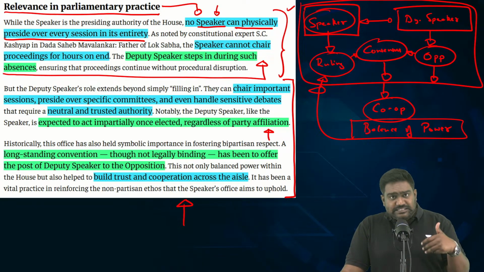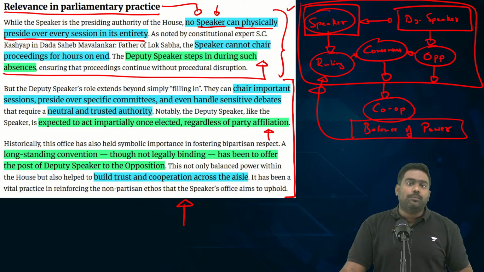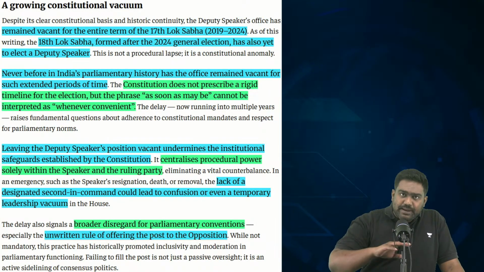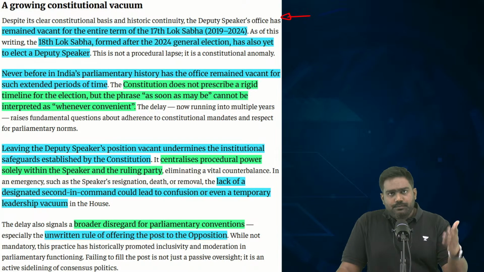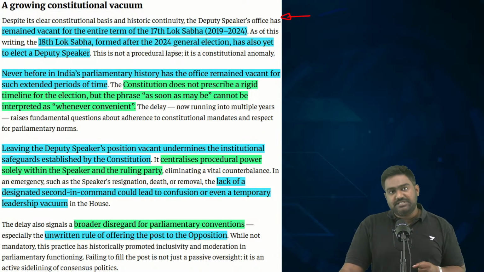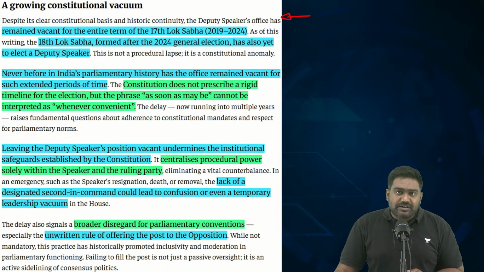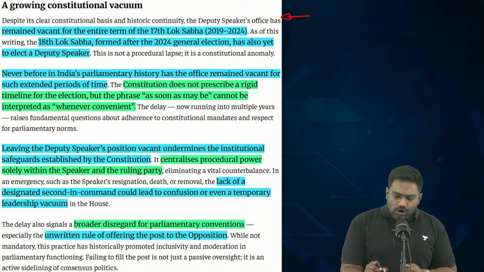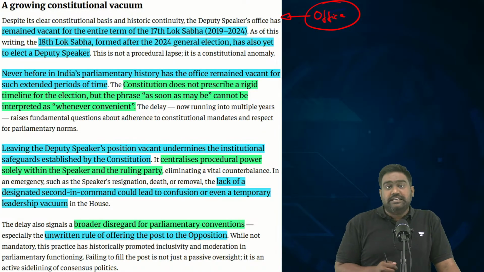It appears to the writer that there is a deliberate intent on the part of the government and the ruling party to ensure that this position doesn't go to the opposition, to ensure that the office remains vacant and in a way gives a free path for the ruling party to push its legislative agenda. That is where the concern comes up, according to the writer, that the ruling party, which has a majority, is bulldozing through the parliamentary debates and discussions. And this office has been left vacant with deliberate intent. And this undermines democracy. It undermines parliamentary democracy. This is a constitutional anomaly that the writer is pointing out.